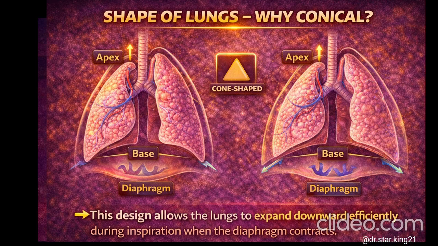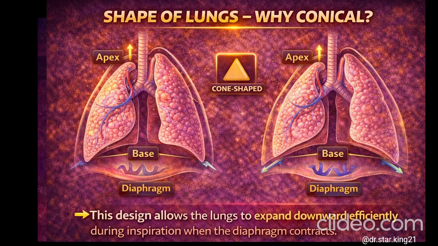Now, many students wonder why the lung is conical in shape. Each lung is cone shaped, which perfectly fits the shape of the thoracic cavity, with an apex and a base. The apex is the top point, which points upward above the clavicle, and the base is broad and rests on the diaphragm. This design allows the lungs to expand downward efficiently during inspiration when the diaphragm contracts. We will learn about the diaphragm later. The shape of the lungs is conical.